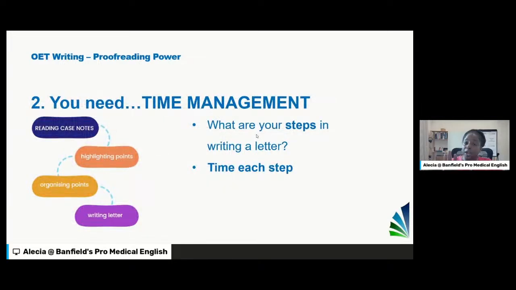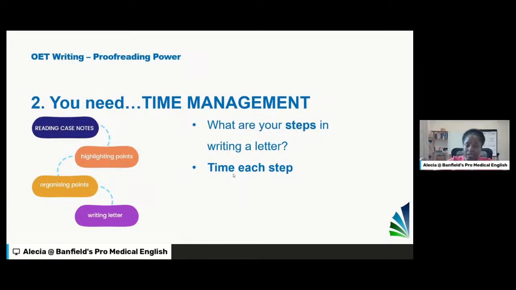That covered the topic of awareness. So the second thing you need is time management. And I know a lot of people here have said, oh, I don't have time to proofread. But I'm telling you that actually you can find time to proofread. It starts like this. When you're writing a letter, look at what steps you take in writing a letter. Some of you might think, but I don't have steps that I take. Actually, you do. If you've written more than 3 letters, you have steps that you take. So analyze yourself. What are my steps? And then ask yourself, how much time do I take for each step?